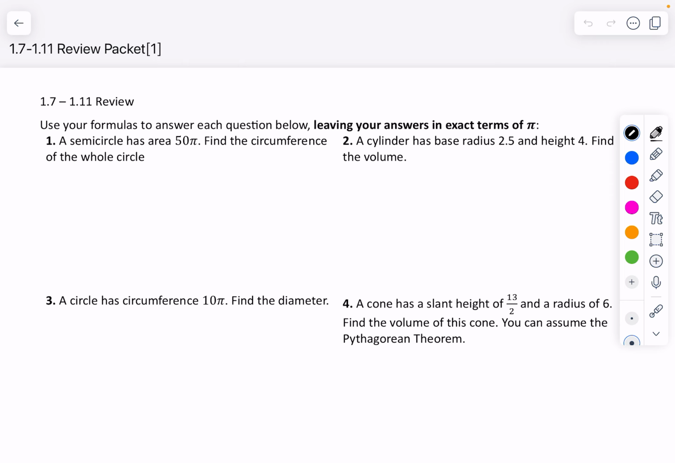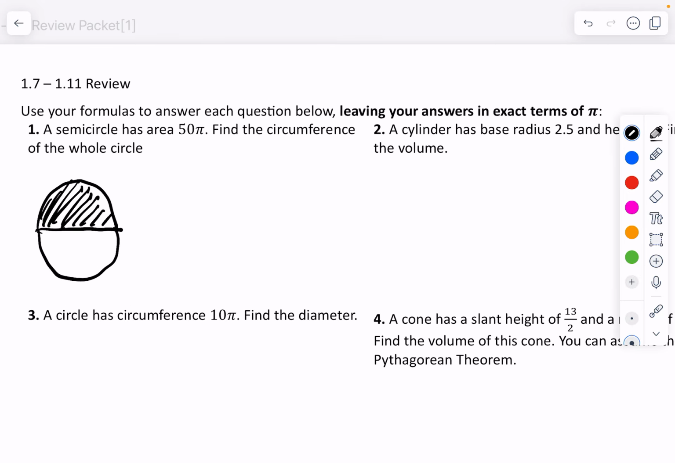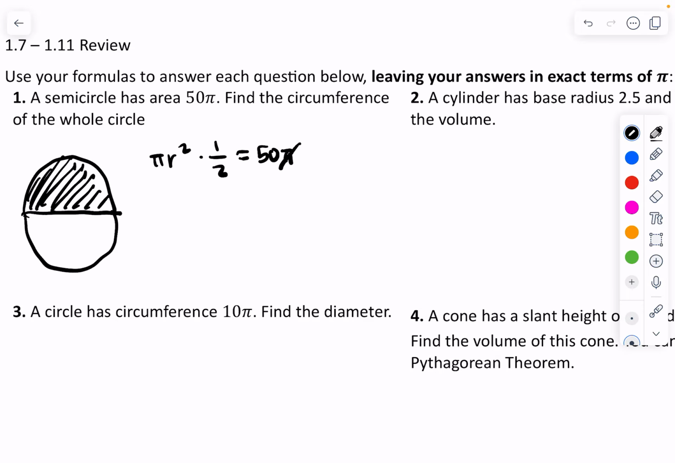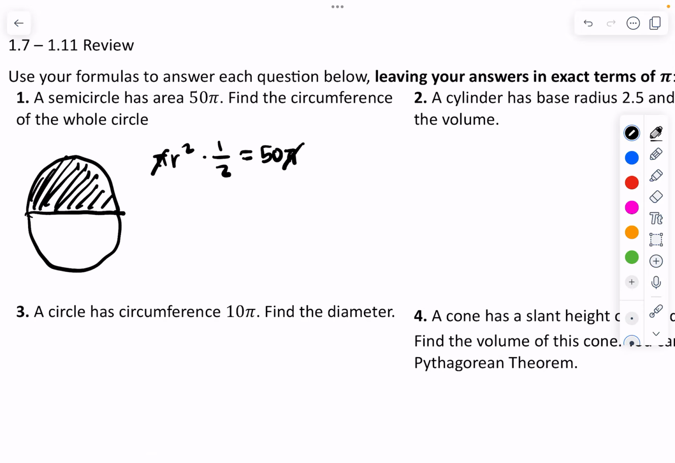The first question. A semicircle has area 50 pi. Find the circumference of the whole circle. Okay, so we know that this part has area 50 pi, and we want to find the circumference of the whole circle. So what is the formula for the area of a semicircle? Well, that's the area of the whole circle, which is pi r squared, times 1/2. And this is equal to 50 pi. Therefore, we know that r squared is 100 and r is 10.